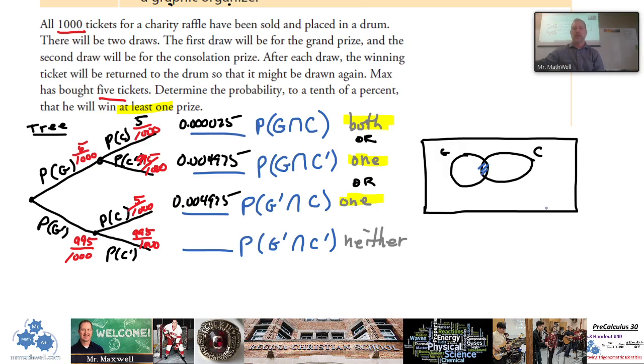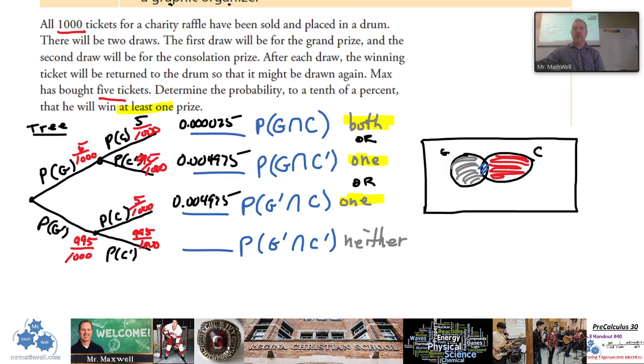G but not C is this. That's G without C. G and everything that's not C. This one is C and everything that's not G. So that's this one, C, except what is G.